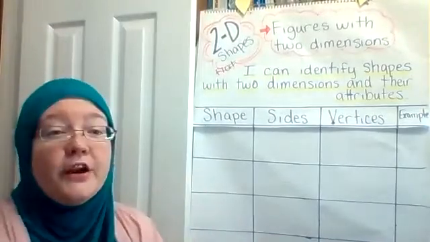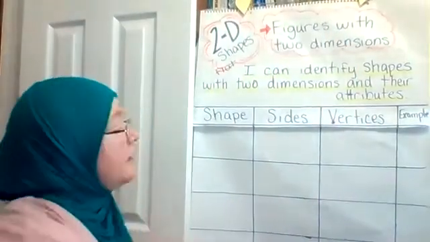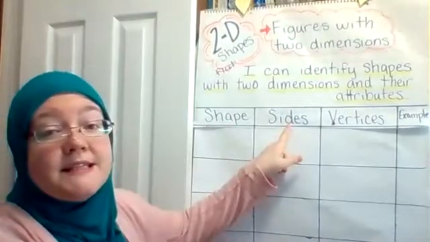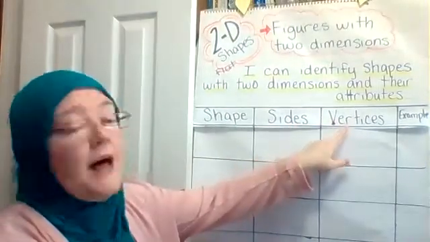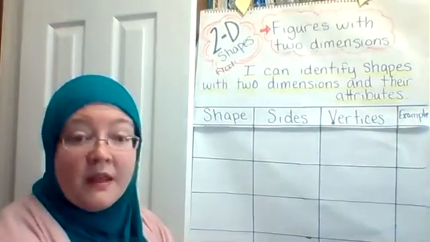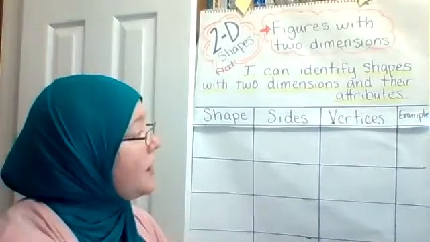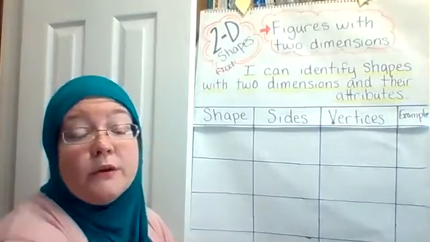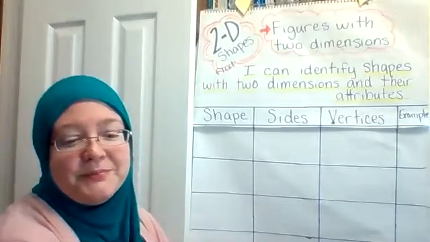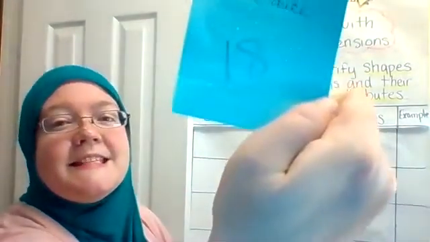Let's go ahead and look at our graph and see if we can fill in the information of what is the name of the shape, how many sides does it have, how many vertices, and let's give an example. This is actually number 18 in your choice board. So you can either follow along with me, or at the end, you can do your own. Remember, number 18.